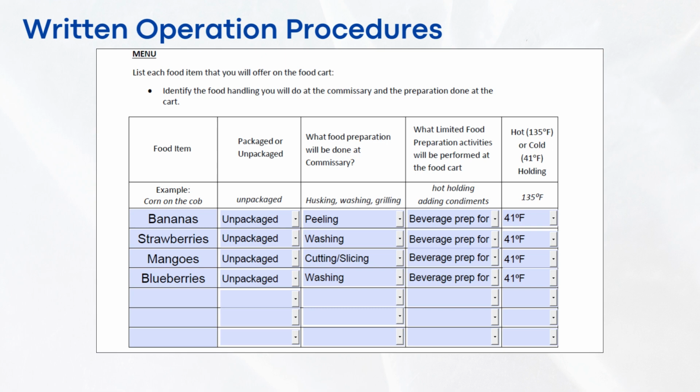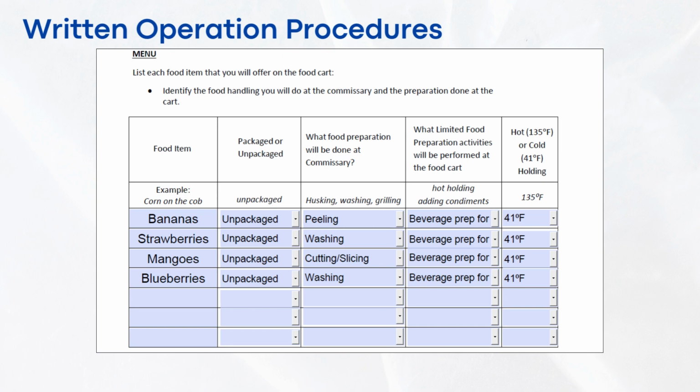Next, you will choose what limited food preparation activities will be performed at the food cart. The options include baking, beverage preparation for immediate order, blending, boiling, cooking to order, cutting or slicing, dispensing, frying, grinding, heating, husking, steaming, juicing for immediate order, packaging, popping, portioning, roasting, seasoning to order, or shaving of ice.